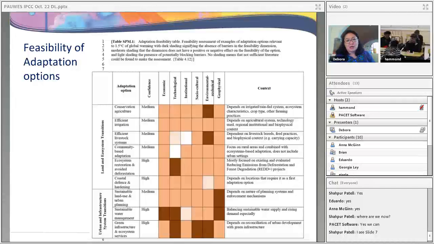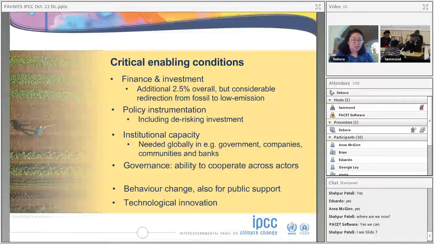But the feasibility assessment alone is not enough for the implementation of these both mitigation and adaptation options. There are a series of critical enabling conditions. Amongst them, we have finance and investment, where we will need an additional 2.5% finance overall, which implies a considerable redirection from fossil to low emissions. There also needs to be policy instrumentation and institutional capacity at all levels. We're not only talking about government here, but also subnational and non-state actors.